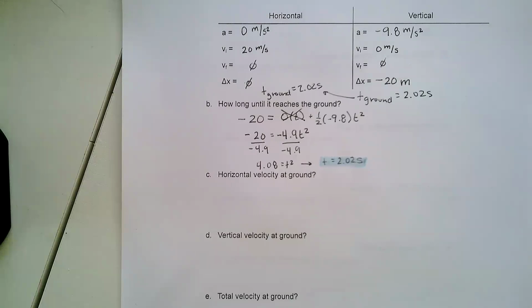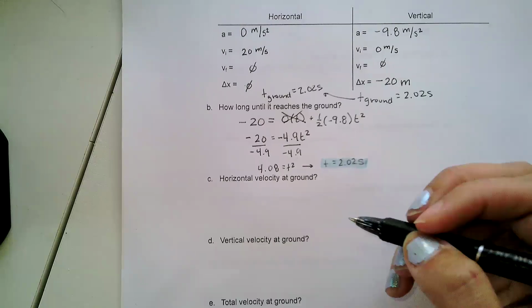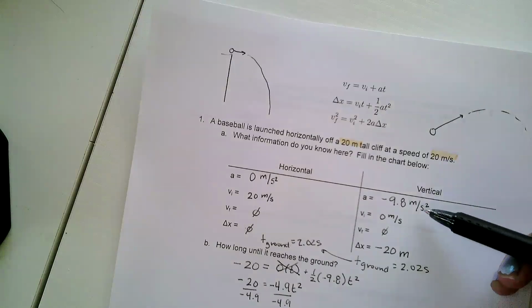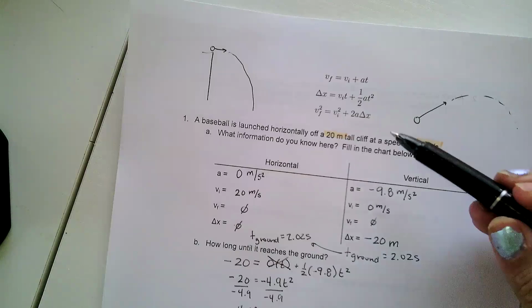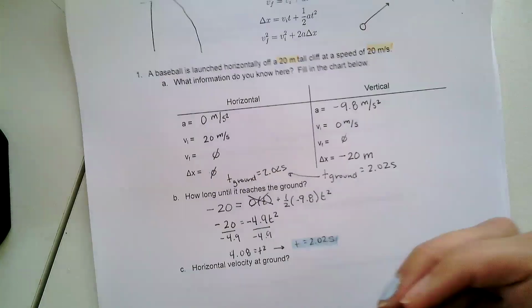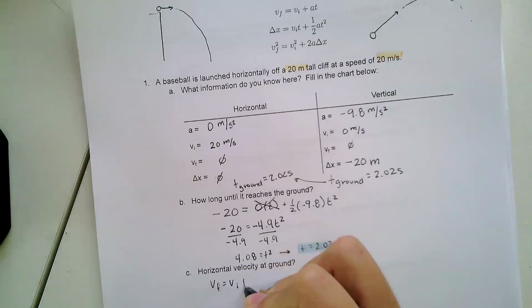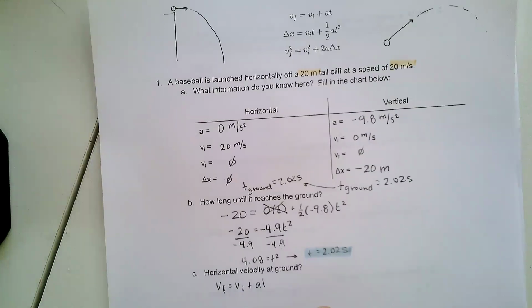Pause the video here until you're done with that. Okay. So the horizontal velocity at the ground and vertical velocity at the ground. We have initial velocities for each, we have accelerations for each, and we have times for each. So we're just going to use equation 1, which is usually our most straightforward equation: VF equals VI plus AT for both of these.